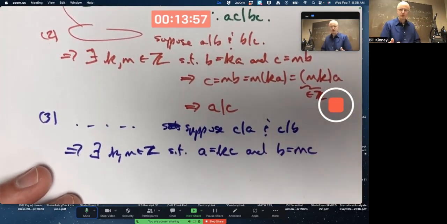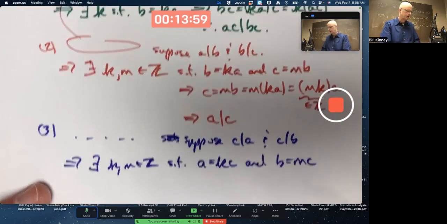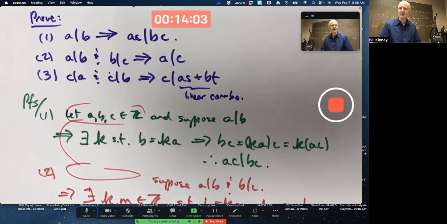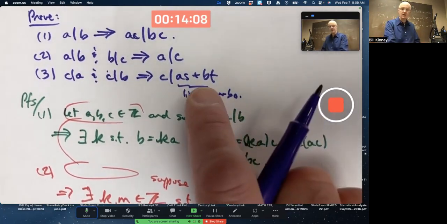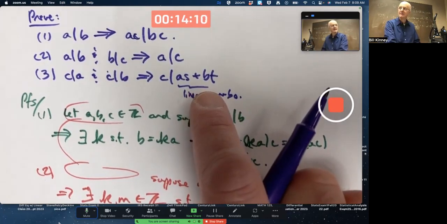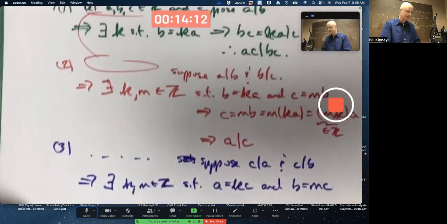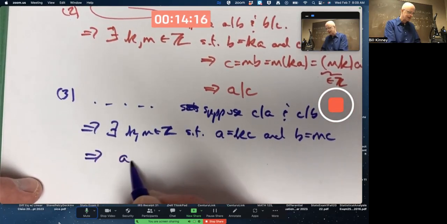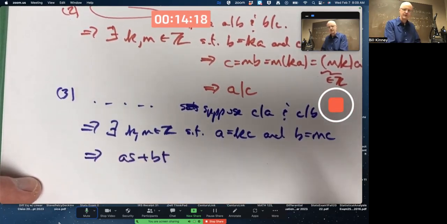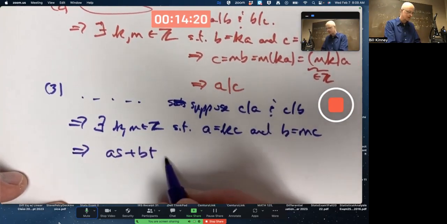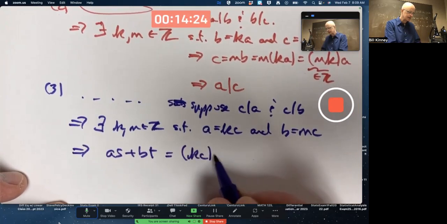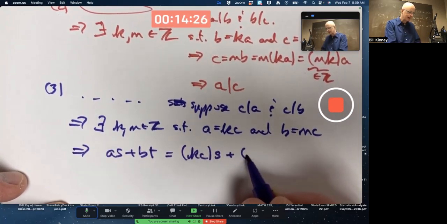Always ask yourself, what are we trying to show? We're trying to show C divides AS plus BT. Yeah, you got stuck there, like, what should I do? A good problem-solving strategy is to go ahead and start with what you hope to show is a multiple of C in this case. This implies AS plus BT. What can I do with this? I can do substitution. And again, I'll use parentheses here. A can get replaced by KC, and B can get replaced by MC.